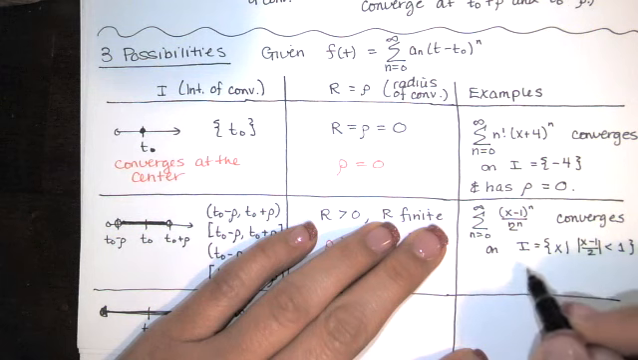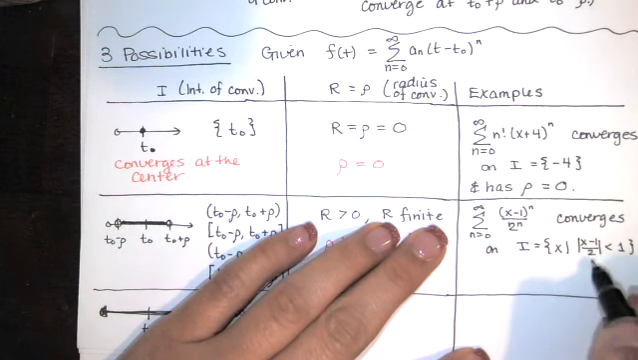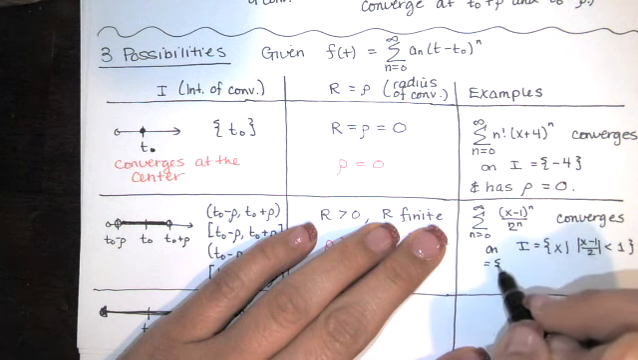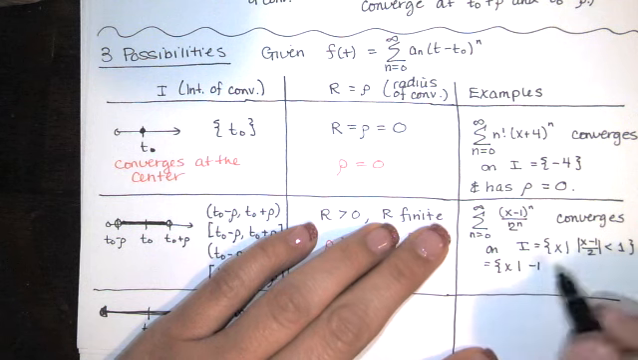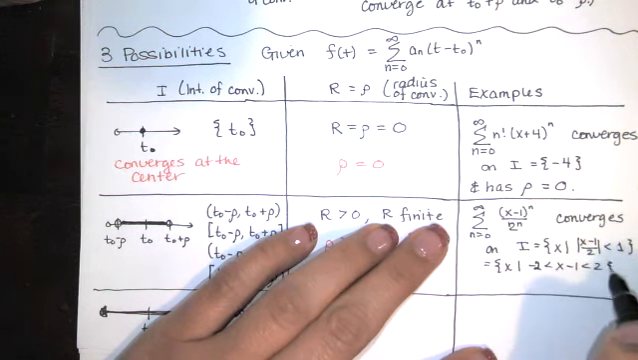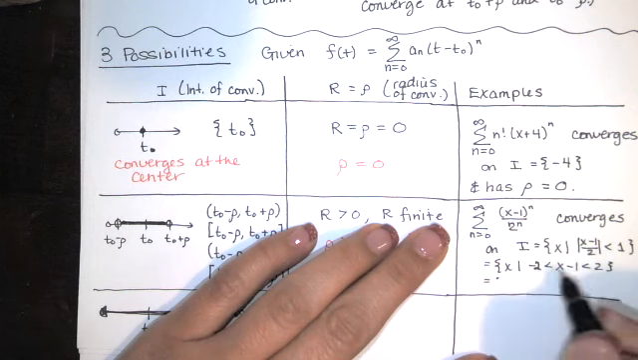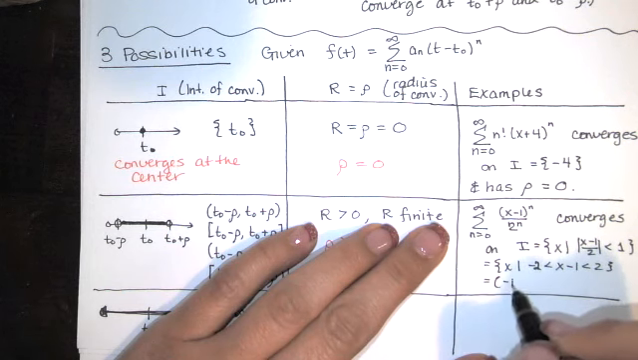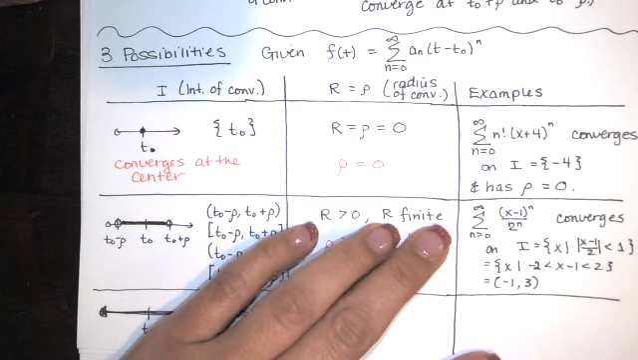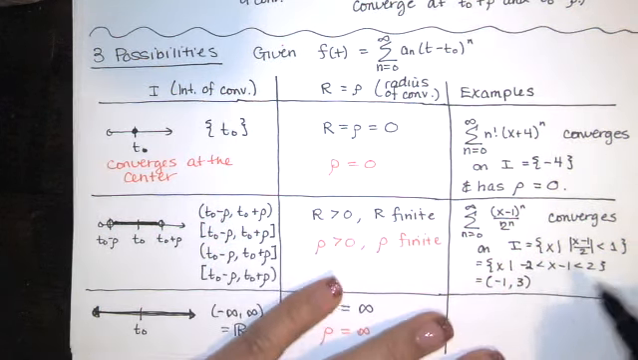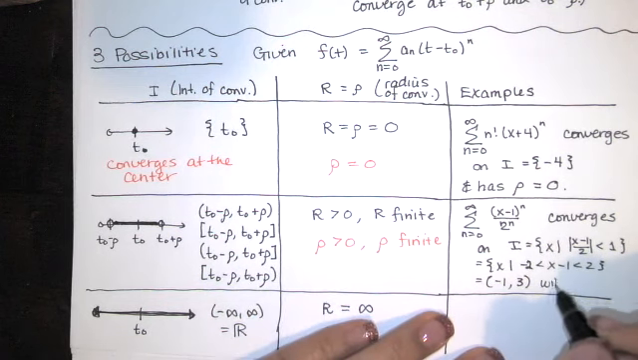So here we'd have the absolute value of x minus 1 would be less than 2. That means that x minus 1 is between -2 and 2. Or if we add 1 to all 3 parts, we get the interval from -1 to 3 is our interval of convergence. And our radius of convergence is equal to 2.